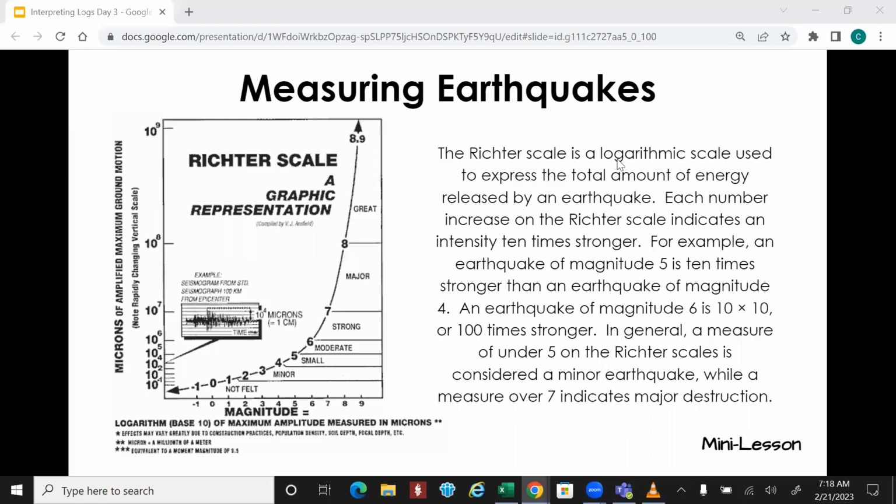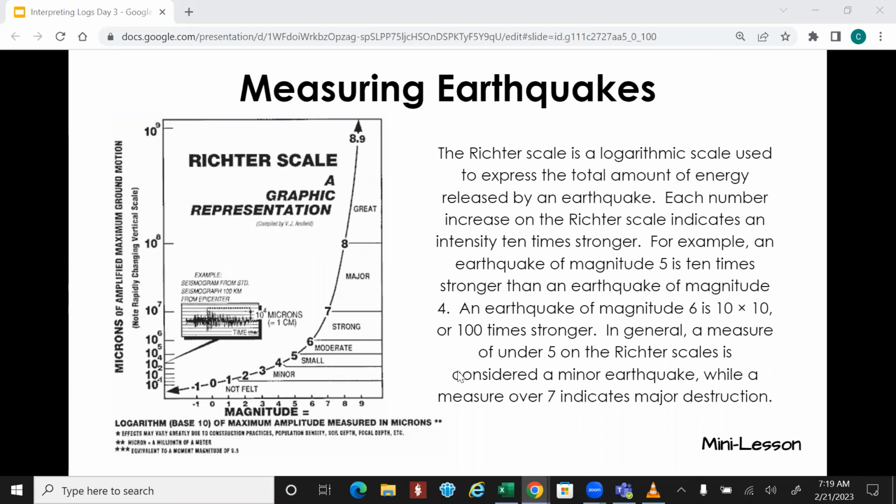The Richter scale is a logarithmic scale used to express the total amount of energy released by an earthquake. Each number increase on the Richter scale indicates an intensity 10 times stronger. For example, an earthquake of magnitude 5 is 10 times stronger than an earthquake of magnitude 4. An earthquake of magnitude 6 is 10 times 10, or 100 times stronger.